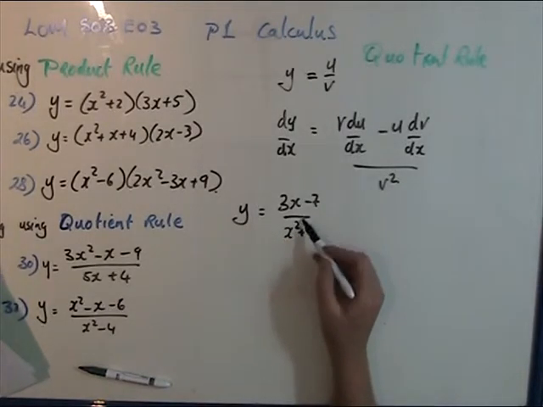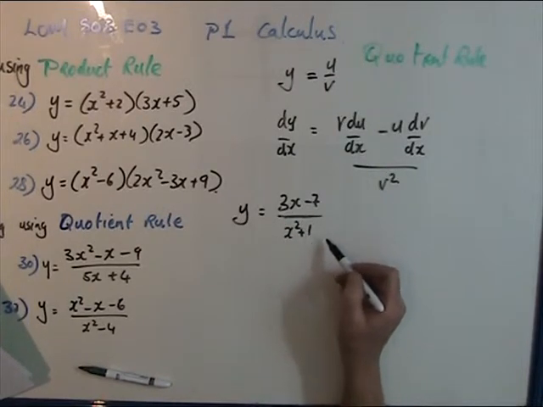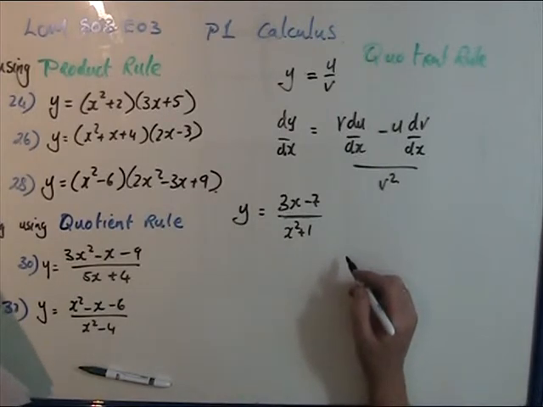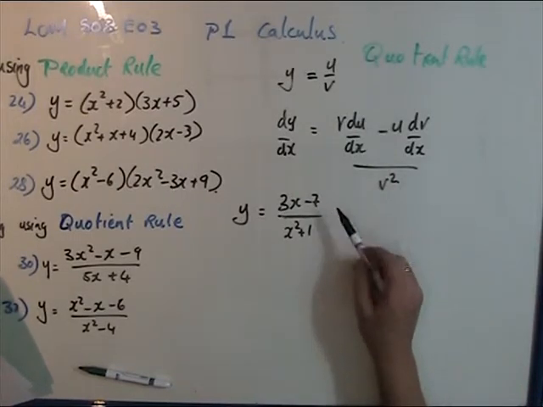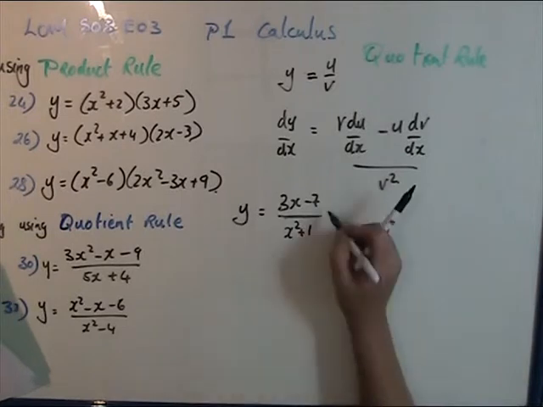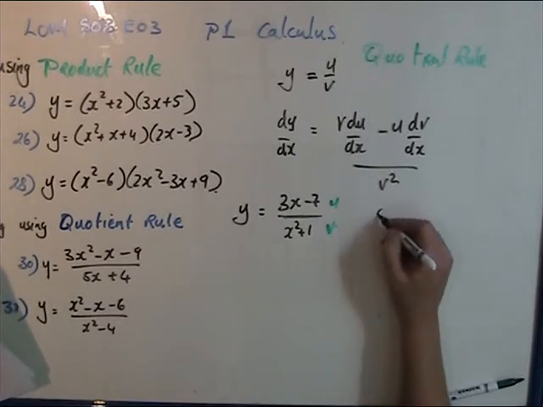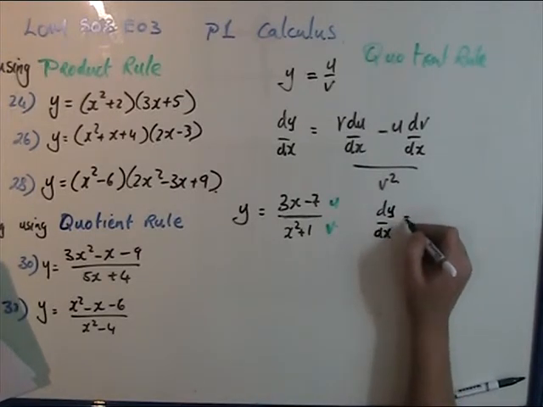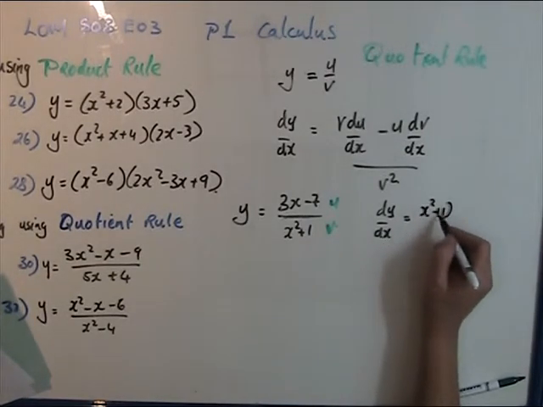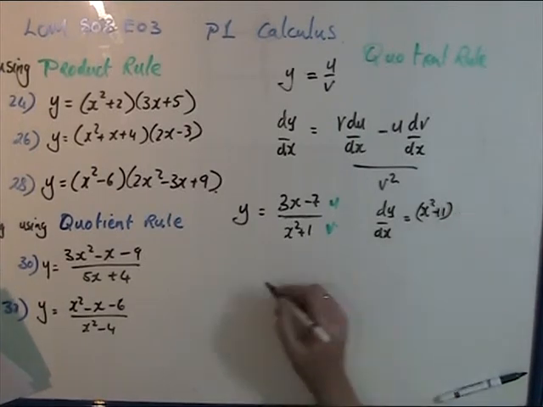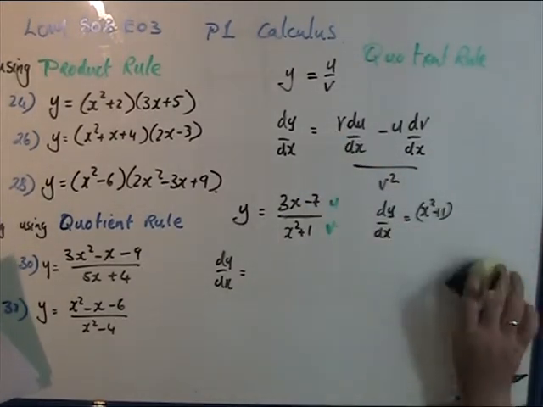Now keep looking out for factors. There's no factors here. If that was minus 1, that'd be (x plus 1)(x minus 1), that's factors of difference of two squares, which we did in series 1. Looking at this, I now have to put my u and put my v. So dy/dx is equal to v, which is x squared plus 1, times, I'll bring it down here, dy/dx is equal to v. I'm following the rule up here.